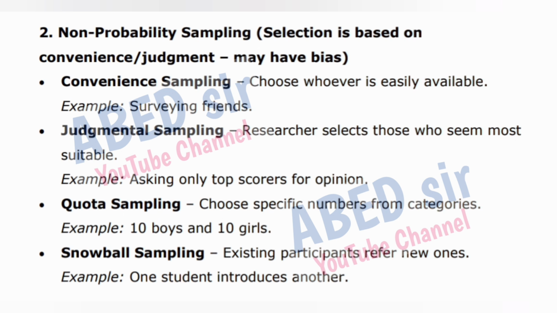Quota sampling: choose specific numbers from categories. Example, 10 boys and 10 girls. Snowball sampling: existing participants refer new ones. Example, one student introduces another.